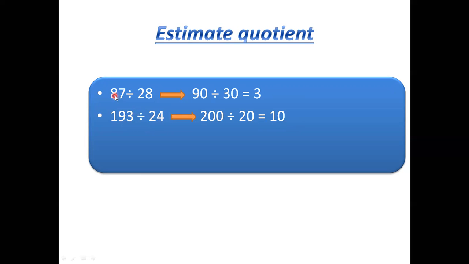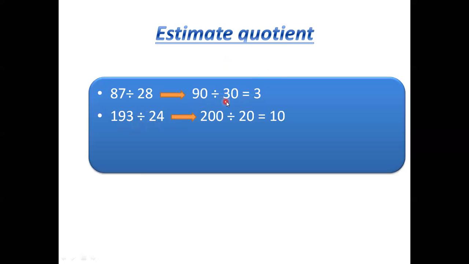In the first example, you can see both are two-digit numbers, so I have done it to the nearest 10. Whereas in the second case, the dividend is a three-digit number. So this three-digit number should be rounded to the nearest 100 and the two-digit number should be done to the nearest 10. We are not supposed to round off this to the nearest 10. This rule is applicable only for estimating the quotient. In estimating the quotient, if it is a three-digit number, round it to the nearest 100. If it is a two-digit number, round it to the nearest tens.